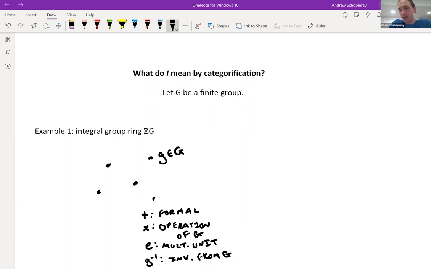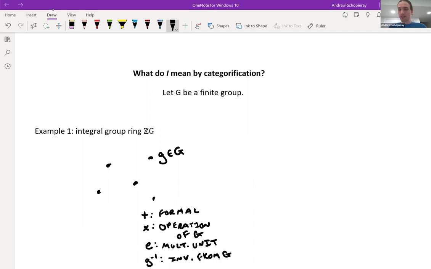So categorification is essentially trying to find a larger structure that has a lot more data associated to it that represents this ring as like a skeleton. I like to think of these rings as skeletons and the categorification as all the other muscles and organs and parts of the body that make everything work. So this is just a very rough outline of what we want.